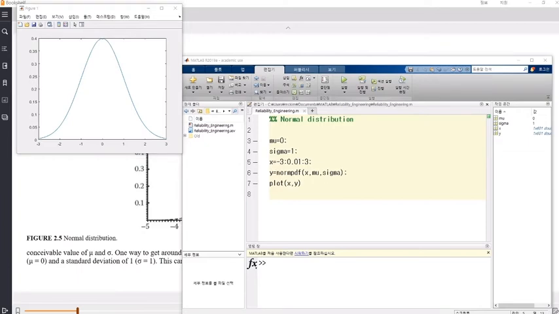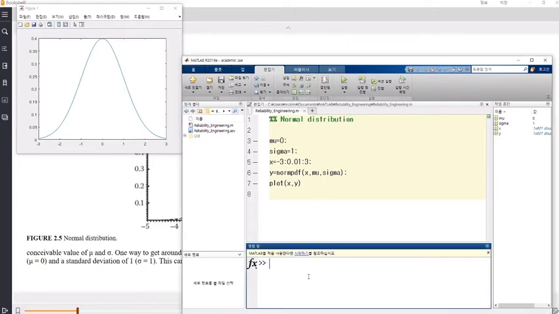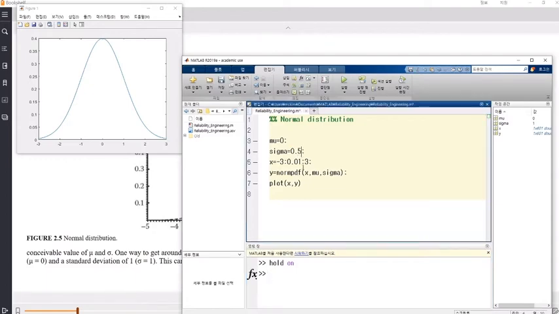So what if we change the standard deviation? Currently this is the graph for 1. So give this command hold on. And what if we change the standard deviation to 0.5? Then this would be the graph for standard deviation 0.5. What if the standard deviation is 1.5? Then this would be the result for standard deviation 1.5.